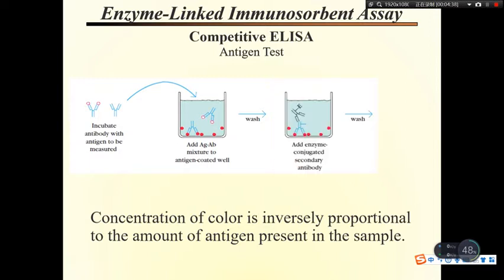Next, the secondary antibody conjugated to enzyme is added, followed by a substrate to elicit a chromogenic signal. And unlike the other two ELISAs, the concentration of color is inversely proportional to the amount of antigen present in the sample.